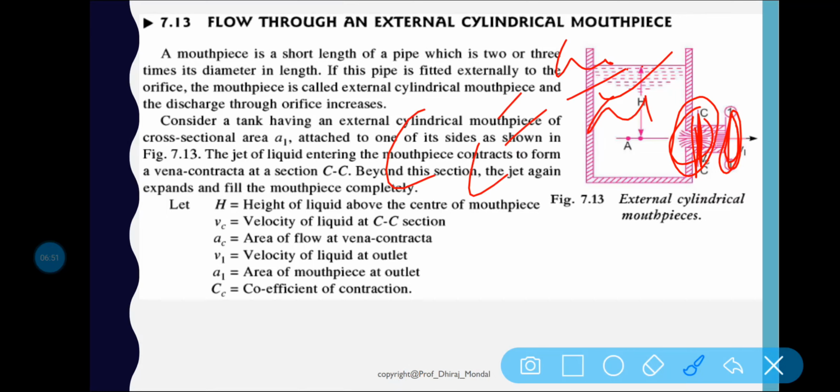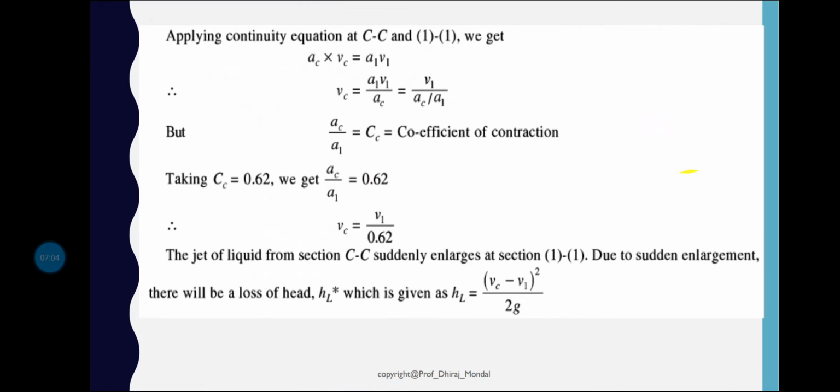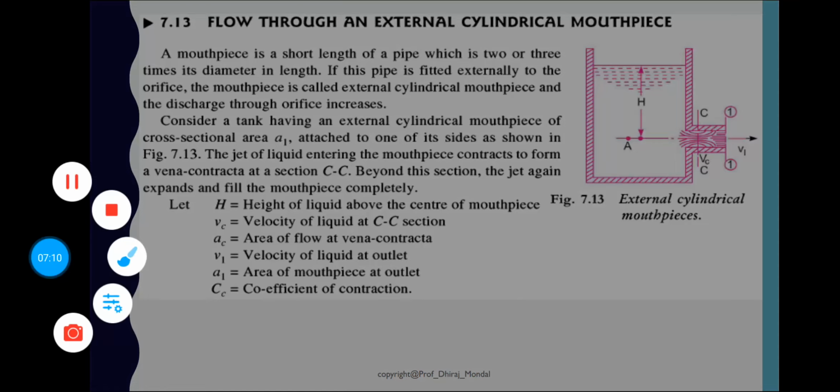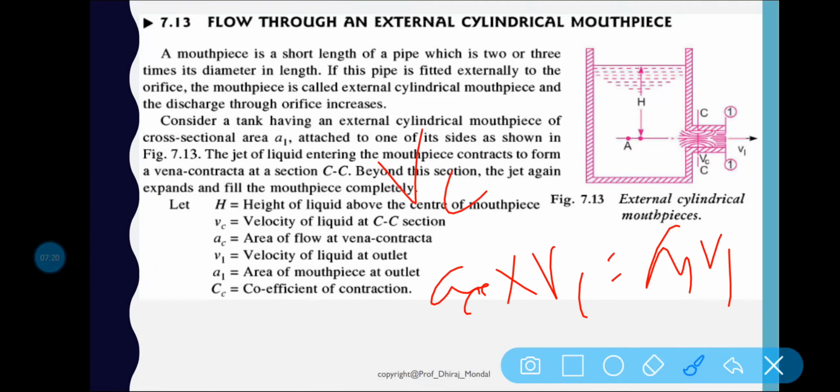The coefficient of contraction Cc, as you know, is equal to the area of the vena contracta divided by the area of the orifice. So here Ac by A1 is the Cc. Now put the Bernoulli's equation here and you can easily calculate the discharge. First of all, the continuity equation: Ac into Vc is equal to A1 into V1. So from this equation we can easily find out Vc.